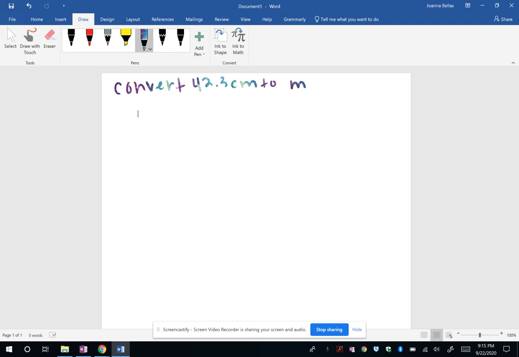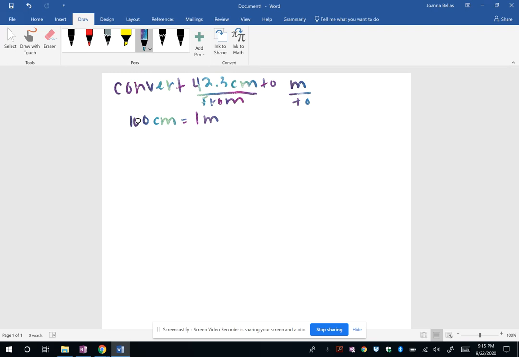Okay, so first things first is we identify our from and our to. So we're going from centimeters and we're going to meters. Okay, so the next thing we need to do is our conversion factor. So in our notes, we know that there are 100 centimeters in 1 meter. That's step 2. Step 3 is now determining which conversion factor you're going to use.